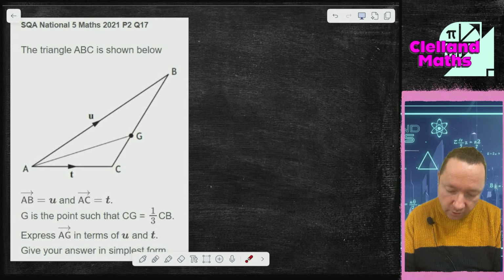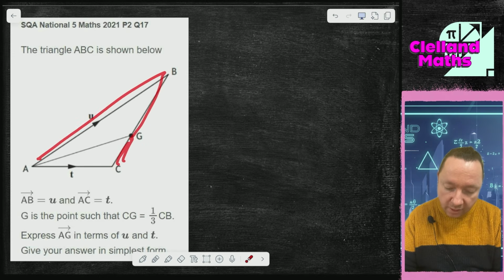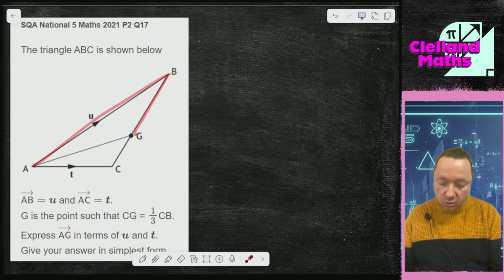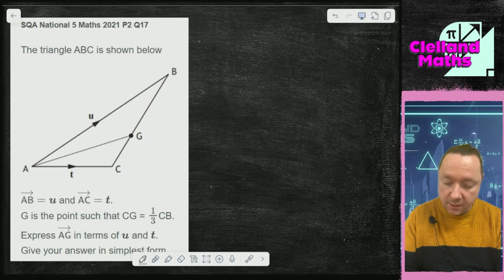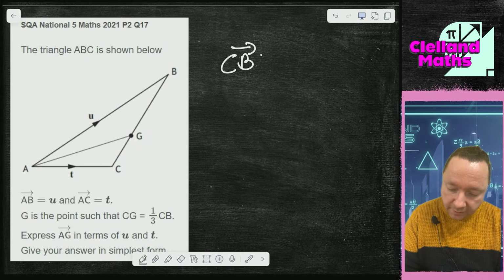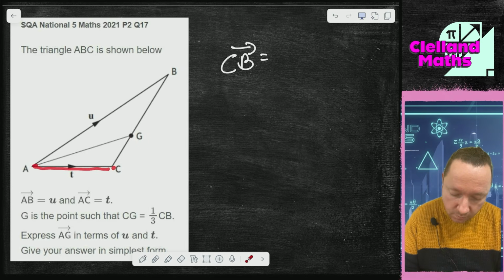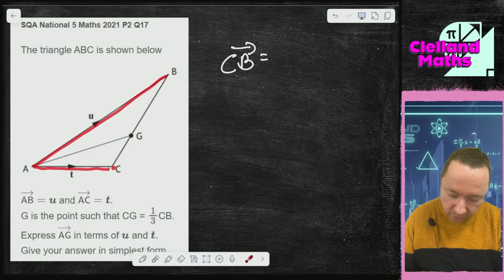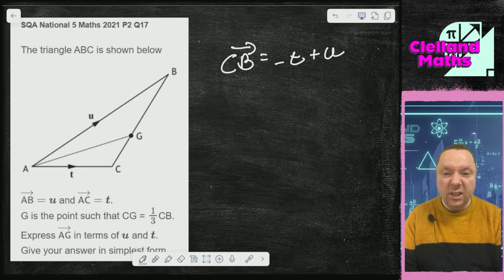Well, first, this is quite a tricky question. First of all, I will need to know what CB is, because I'm going to have to go kind of down there. I can't go along there directly. So I need to go along and up, or I need to go along and down. So it's not telling us this, but we do need to know CB or BC. So let's do CB. Well, CB is equal to, starting at C, minus t plus u to get back to B. So I'm just going to write that, minus t plus u, or you can write u minus t if you prefer.